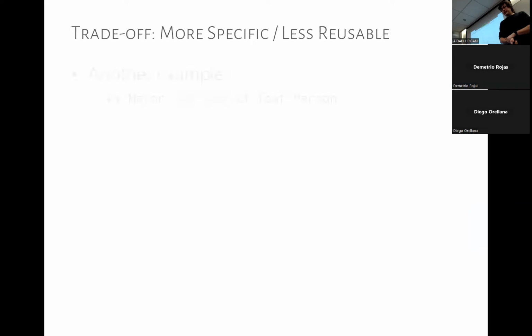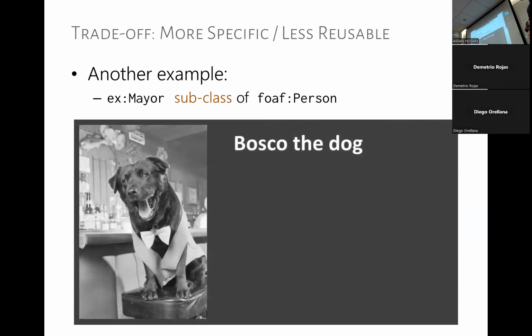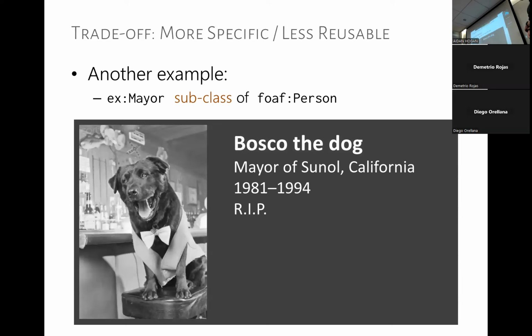So the same applies in this case here. As another example, we might think that a mayor, alcalde, is a subclass of person. Seems reasonable, but not really. There are lots of animals that have been elected mayors of towns. Bosco the dog was a mayor of a town in California, who lived from 81 to 94. There have been various animals, cats and dogs and all sorts of others, that have been elected mayors. So anytime we go to define something, often we can find exceptions to that.